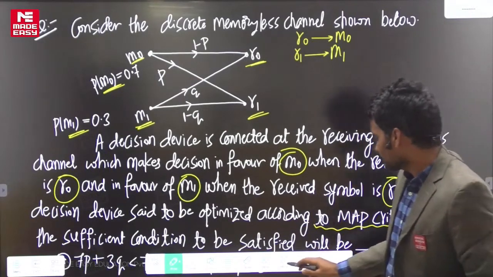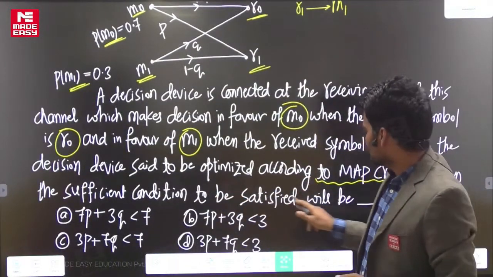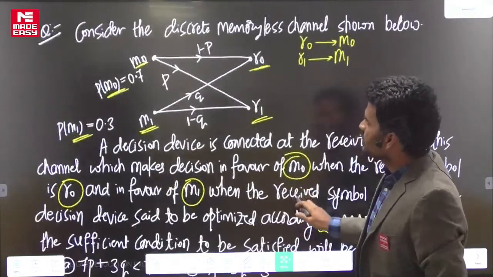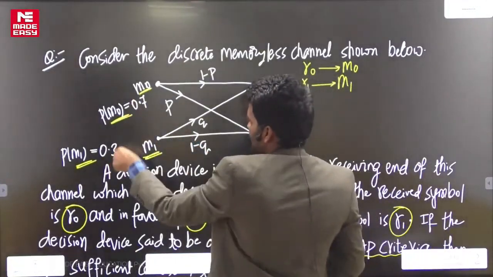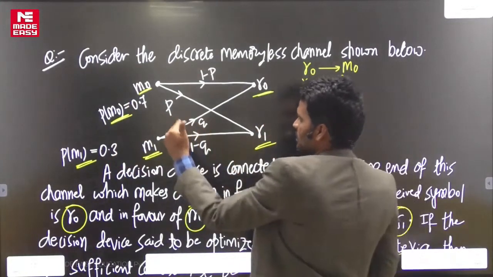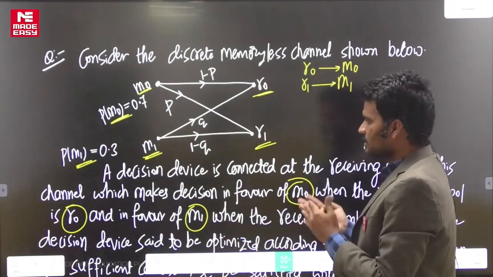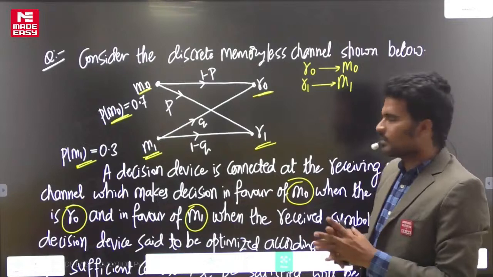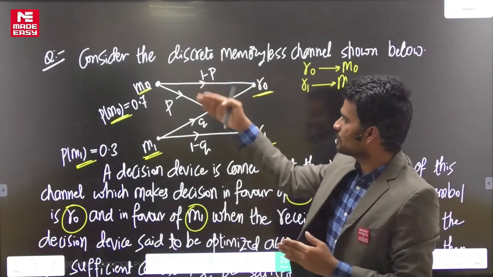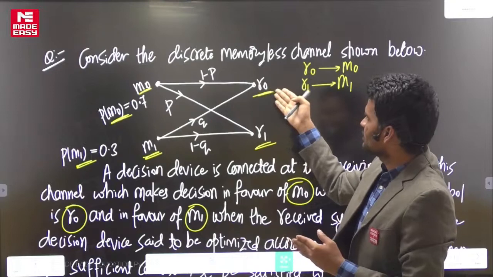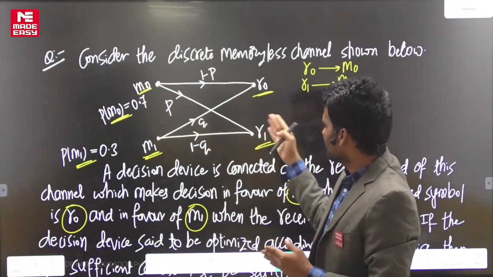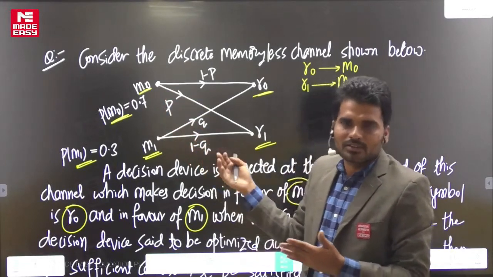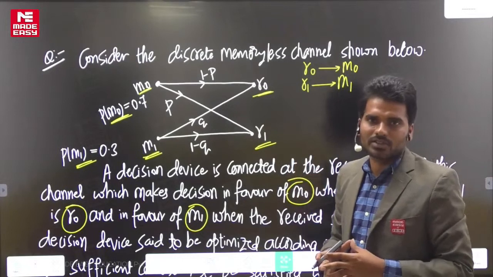Then the sufficient condition to be satisfied, we have to find out. Here the source probabilities are different. If source probabilities are different, then the decoding of the received symbols, meaning making the decisions in favor of source symbols, means that if R0 is received, the decision should be taken in favor of M0 or M1, and if R1 is received, the decision should be taken in favor of M0 or M1. So this is also called decoding of received symbols.